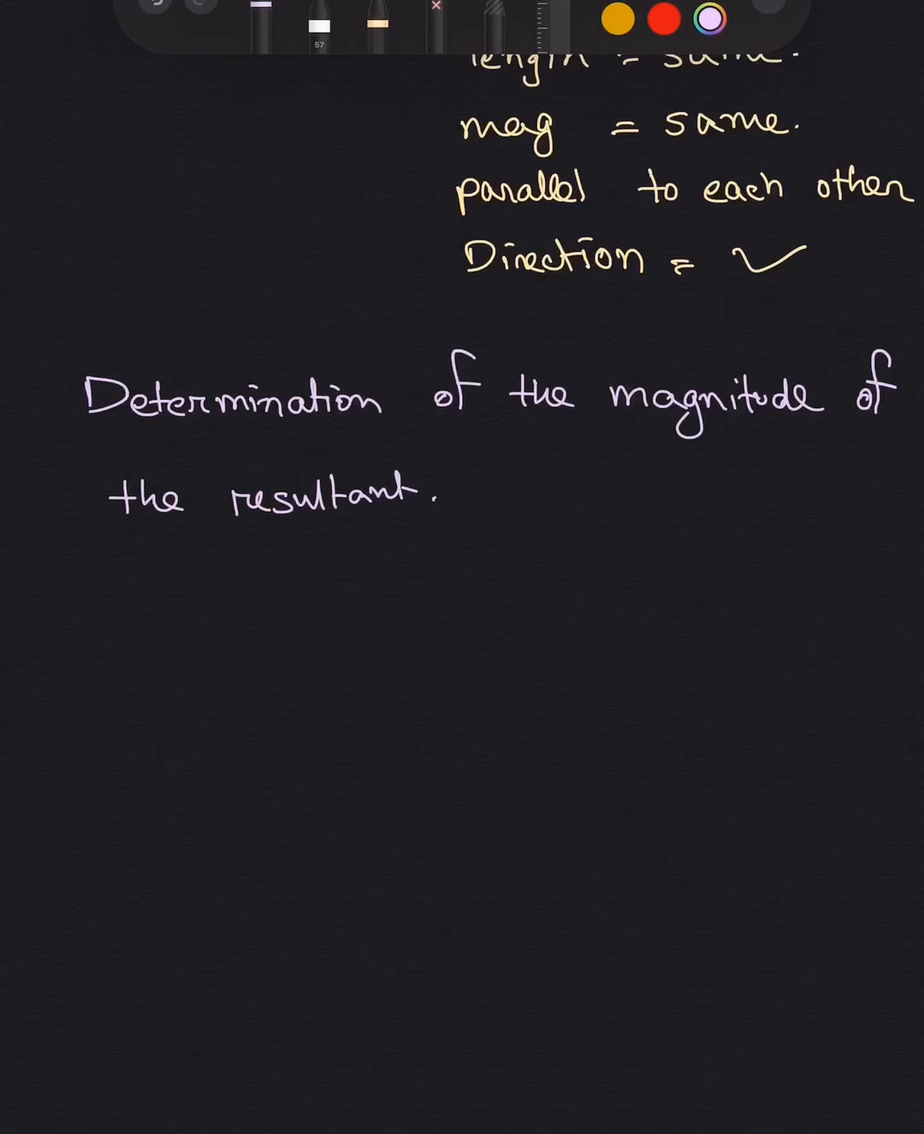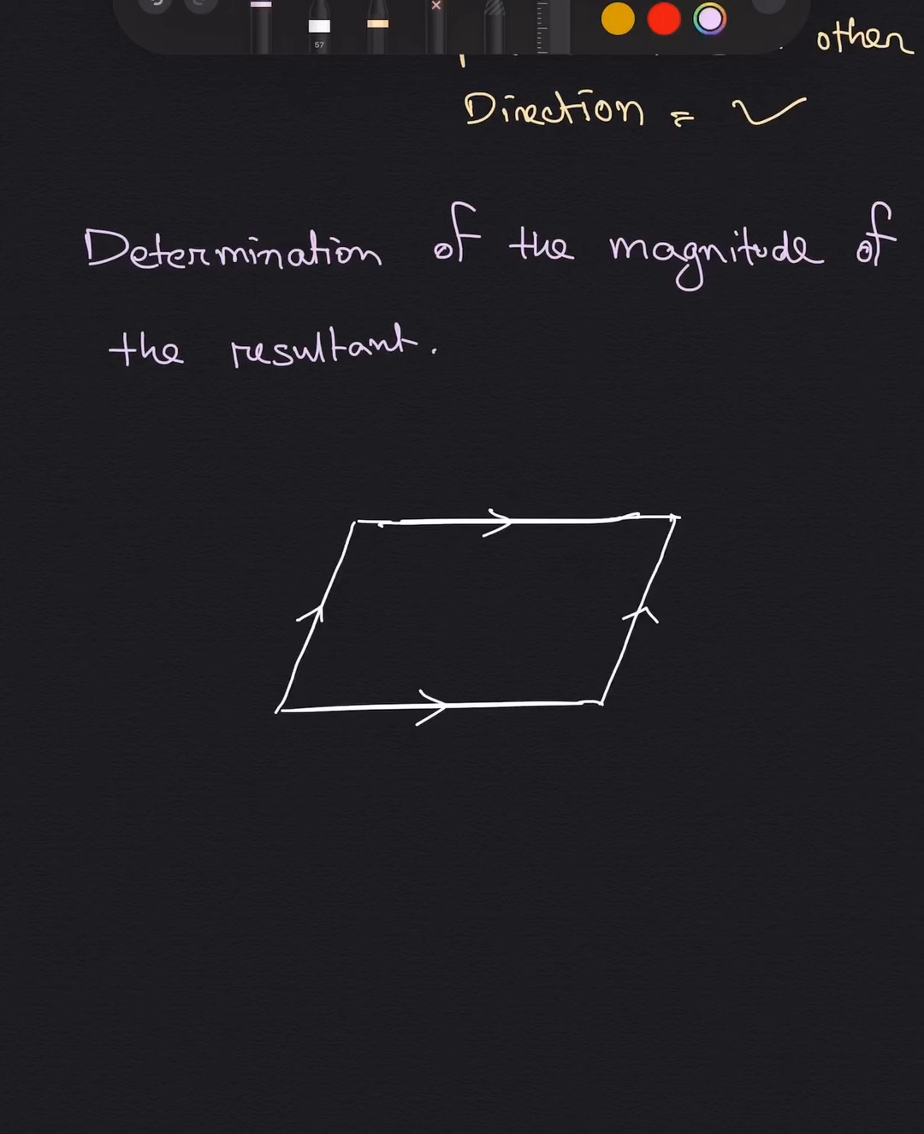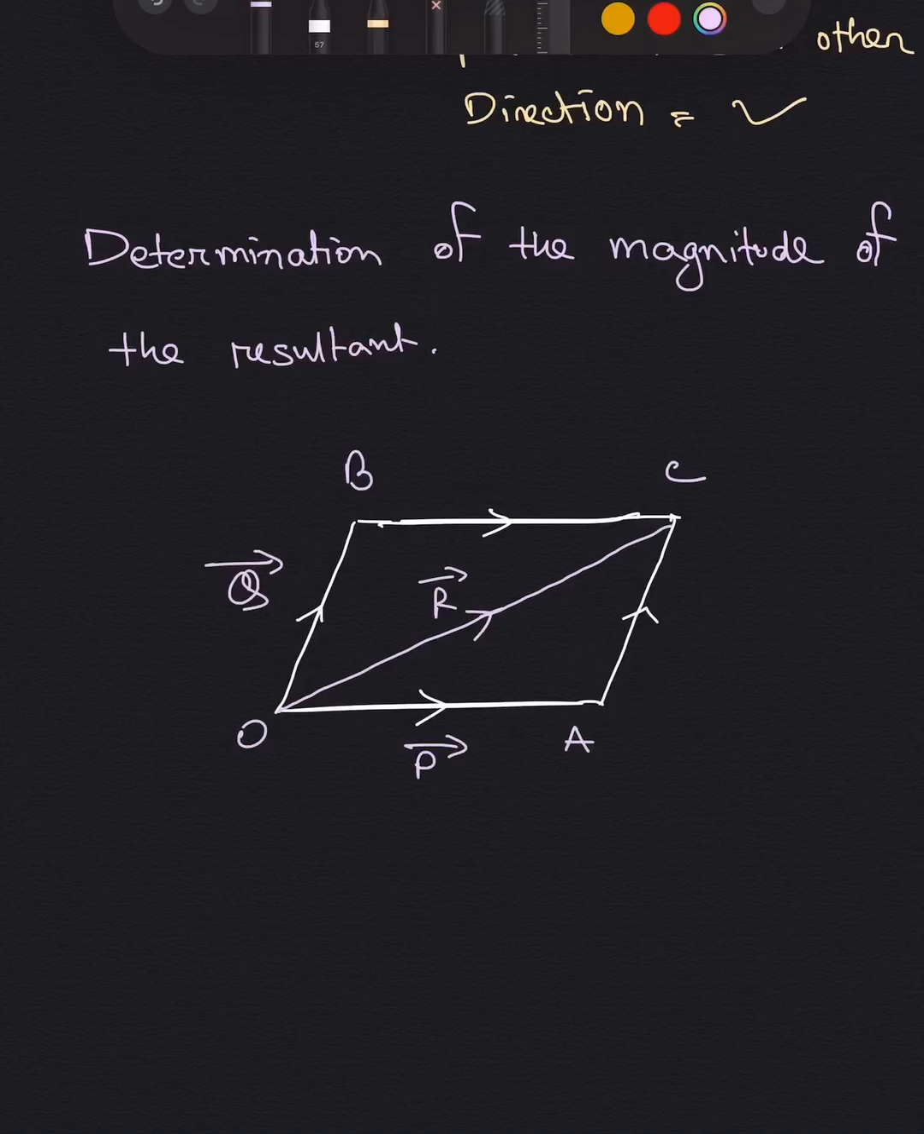Now coming on to the point, determination of the magnitude of the resultant, we draw the previous figure, which is this one, and we draw the resultant here. The angle between this P and Q vector is taken as alpha, and the angle between P vector and R vector is taken as theta, and we draw a perpendicular line from the point C on the extended line of OA, which is at the point D. If the angle between P and Q is alpha, then this angle CAD will also be alpha.